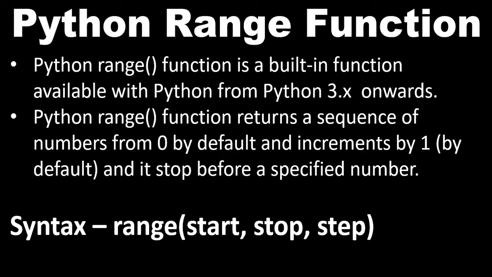It is a built-in function which is available from Python 3.x onward. The Python range function returns a sequence of numbers starting from 0 by default and incrementing by 1 by default, and it stops before a specified number. As you can see here, the syntax of the Python range function is range, then we have the start value, stop value, and the step.